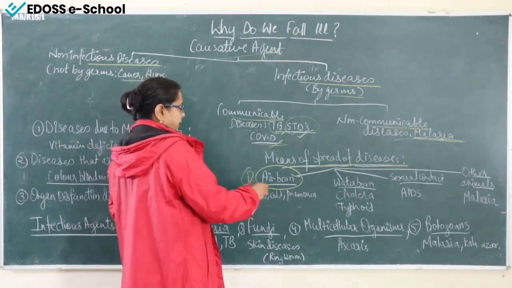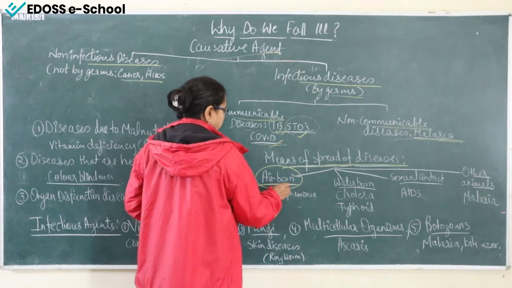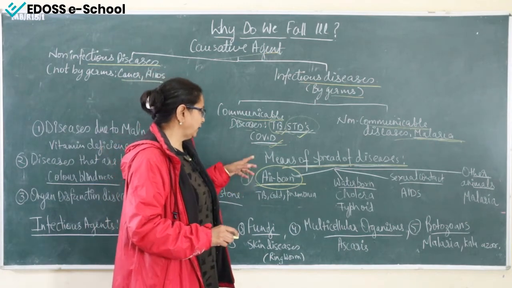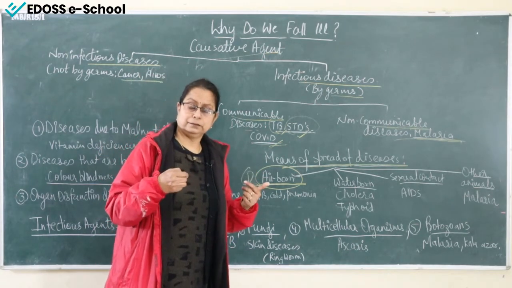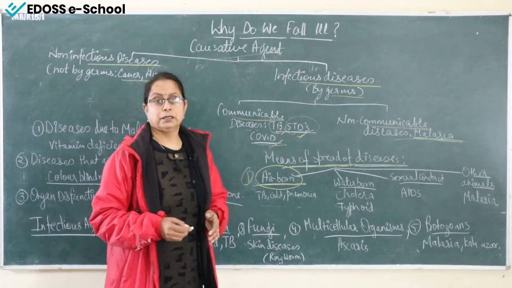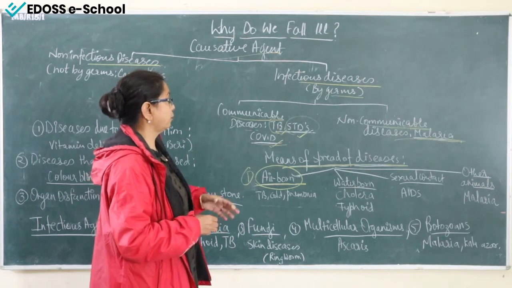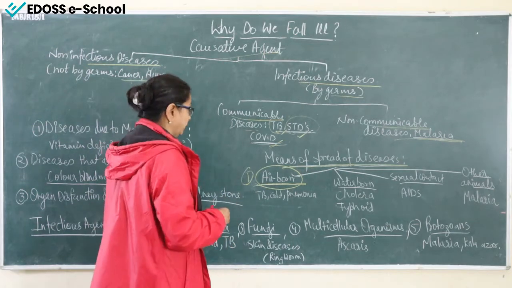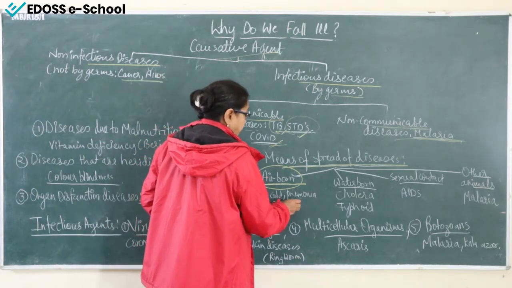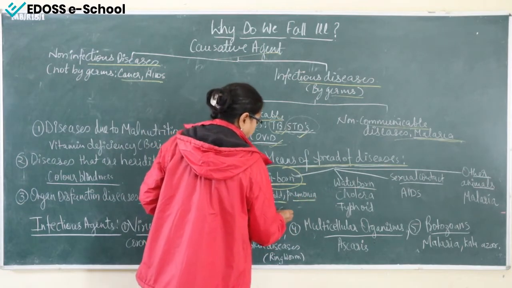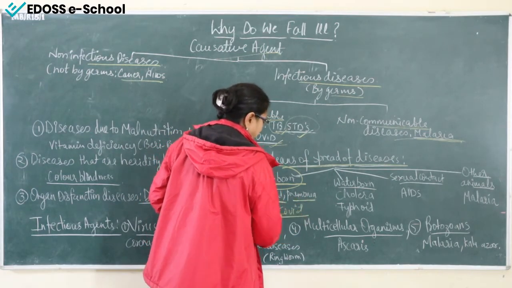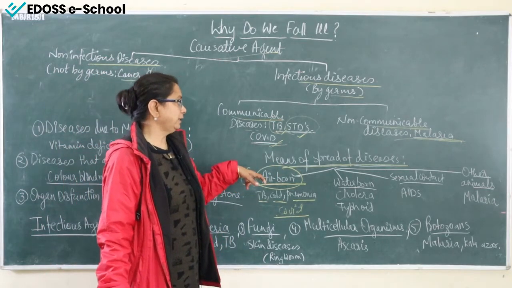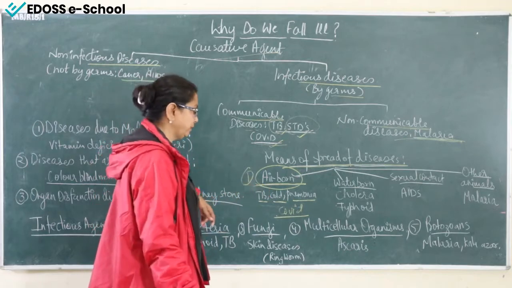First we discuss airborne diseases, in which the germs are in the air, and we inhale that air. The germs of the diseases can enter our body. Examples are TB, cold, pneumonia and COVID again. At present, the current one is COVID. So, airborne diseases are the first means of spread of diseases, very much common.